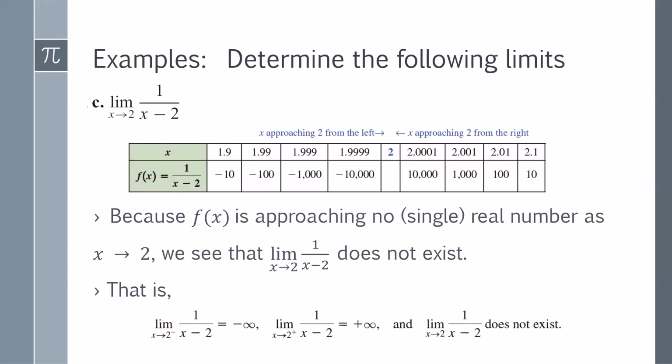That is, the limit as x approaches 2 from the left of 1 over x minus 2 is equal to -infinity. The limit as x approaches 2 from the right of 1 over x minus 2 is equal to +infinity. And the limit as x approaches 2 of 1 over x minus 2 does not exist.